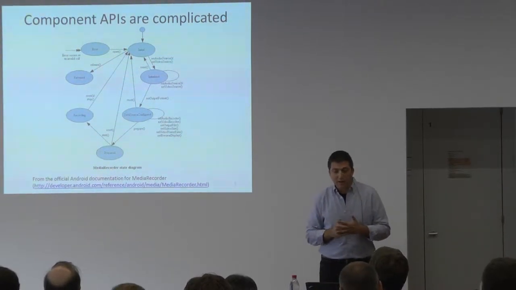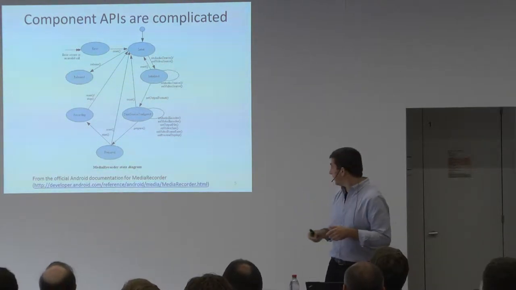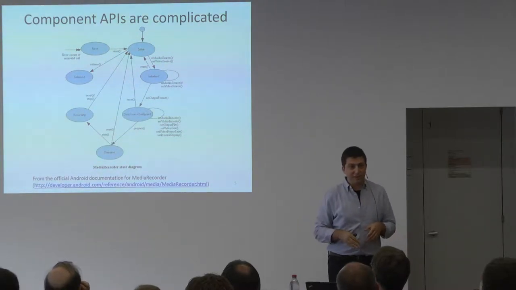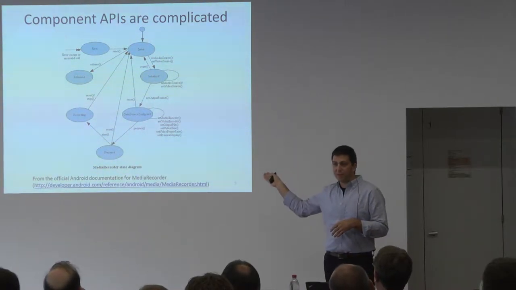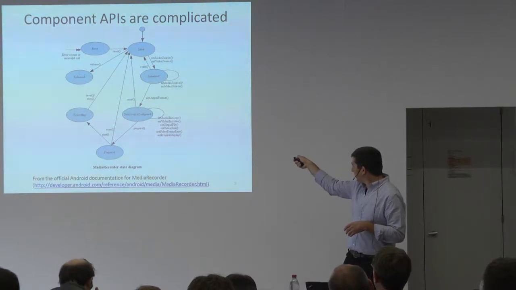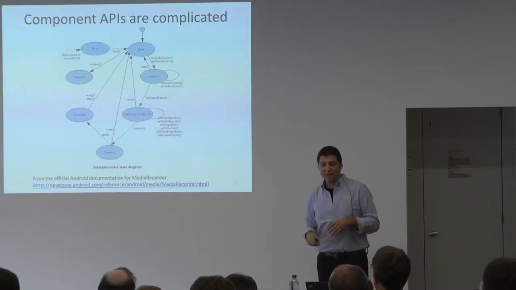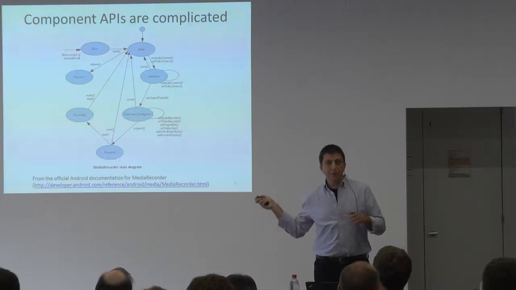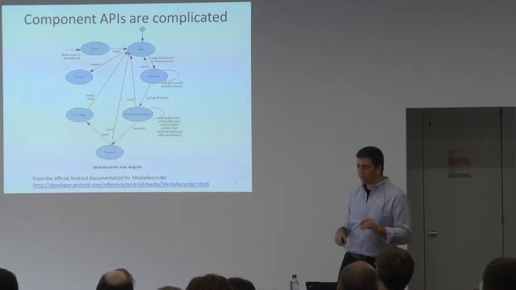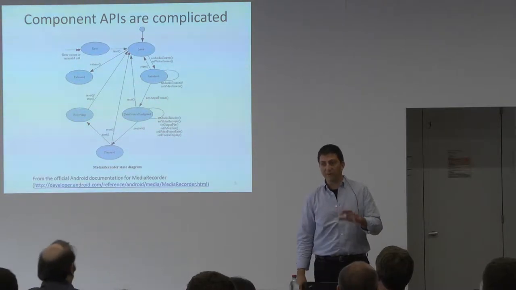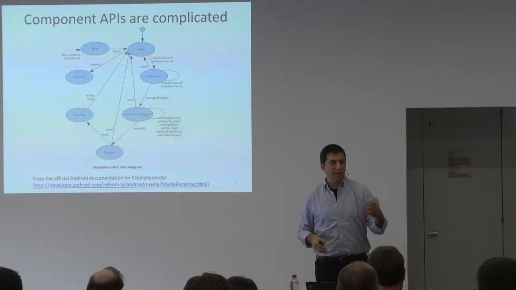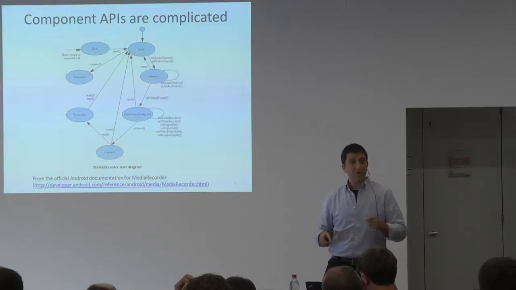So this is an API from the Android media recorder. And this picture is actually the official documentation. When you open the Android documentation, this is the explanation of how to use the API. I will not go through all the details, but you set the video source, set audio source, set output format, and do all these things. And it's not clear which path you should take through this kind of automata. I should say that this is quite involved for a single type. It's quite uncommon for a single component to have such an involved thing. But if you look across multiple components, it's very common to have complicated sequences which you don't know how to choose from.